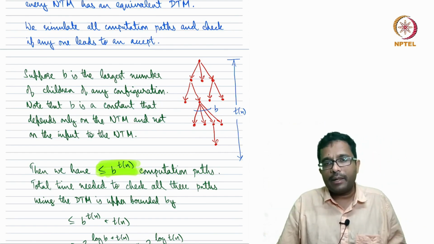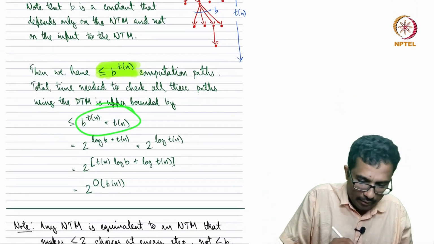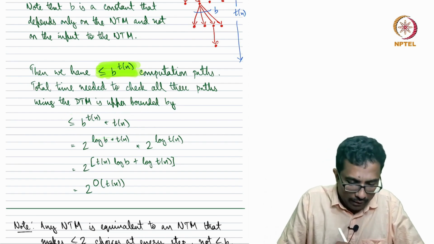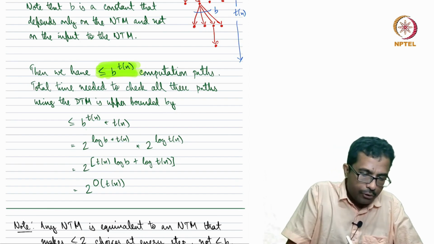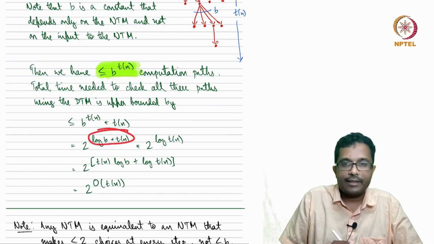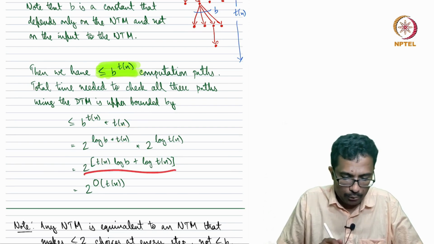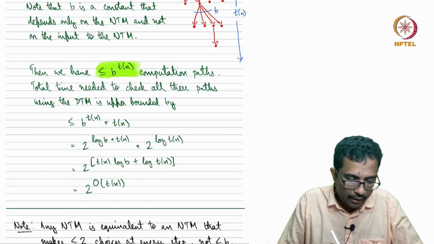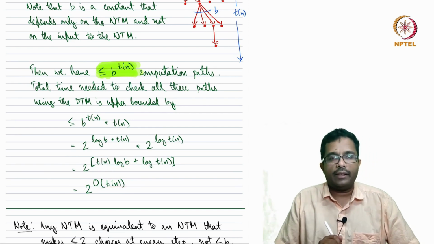To go through and check all these paths, we need to spend b to the power t(n) multiplied by t(n) time. What follows is a very standard calculation. b to the power t(n) we can write as 2 to the power (log b times t(n)), and t(n) we can write as 2 to the power log t(n). By adding the exponents we get the third equality. Since t(n) log b dominates log t(n), we can just write it as 2 to the power O(t(n)).